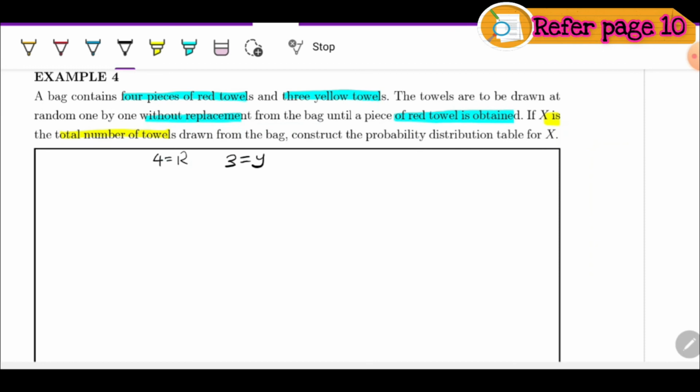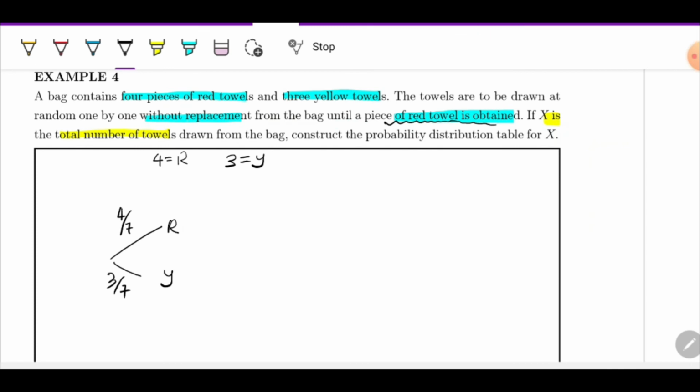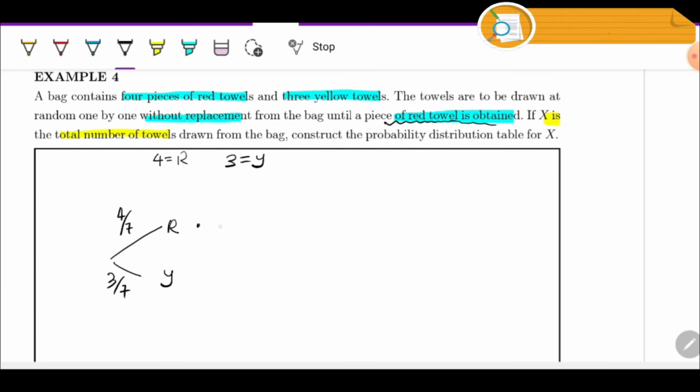To help us understand this question, draw a tree diagram. For the first draw, we could get either red or yellow. The probability of getting a red towel is 4/7 and the probability of getting a yellow towel is 3/7. From the question, we draw a towel from the bag until we get a red towel. So if we get a red towel, we don't have to continue the process. But if we get a yellow towel, then we continue.